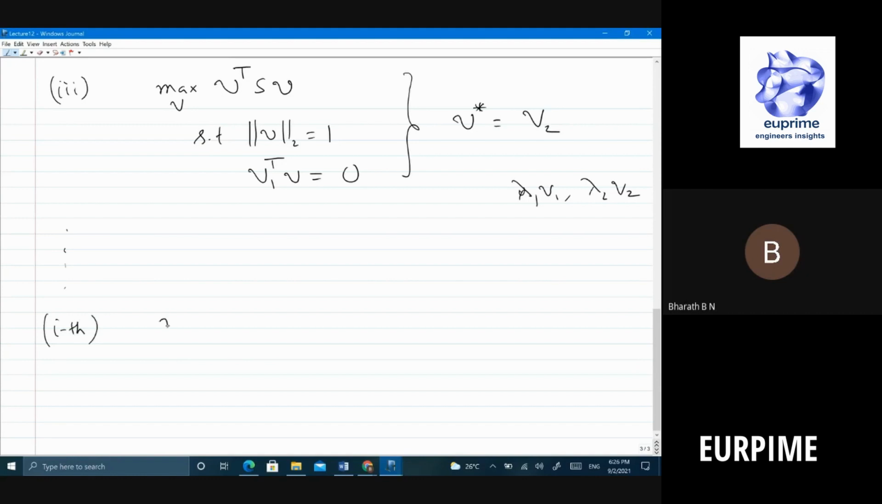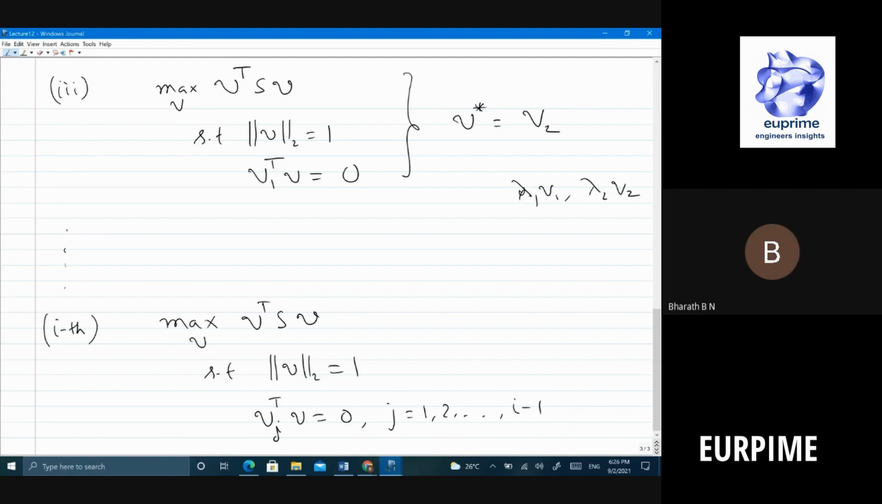You just do this, right? Again, you do max over all V of V transpose SV subject to norm of V is 1, and instead of V1 transpose V equal to 0, you say Vj transpose V equal to 0, j equal to 1, 2, 3, etc., i minus 1, right? Because this is the ith step, the ith rank approximation of the matrix. So you are looking at an i-dimensional subspace, right? This is how you do it.